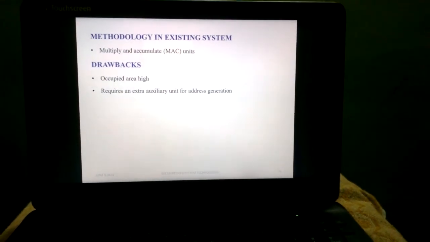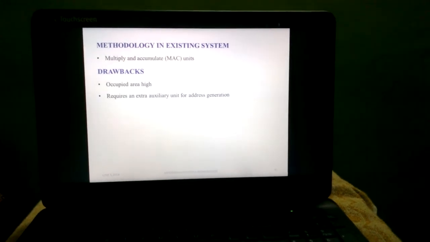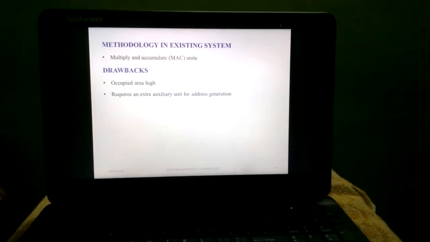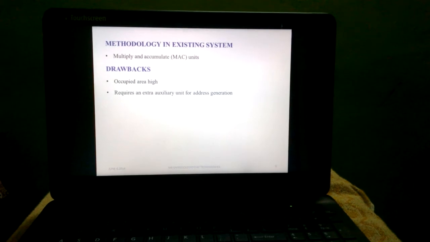The methodology used in the existing system is the multiply and accumulate unit. Drawbacks are that the area is very high and it requires an extra auxiliary unit.